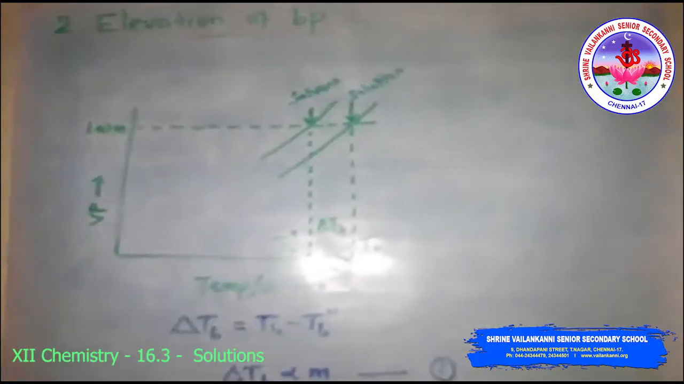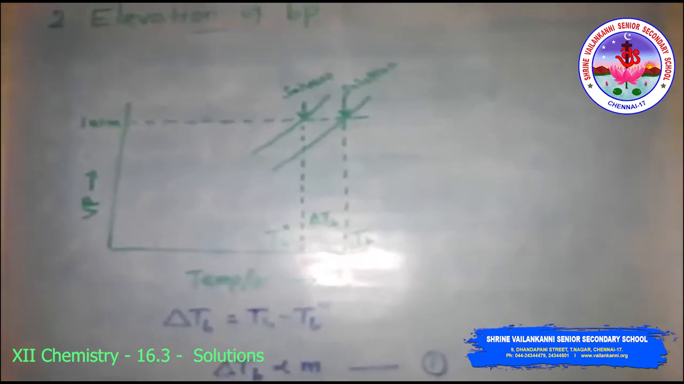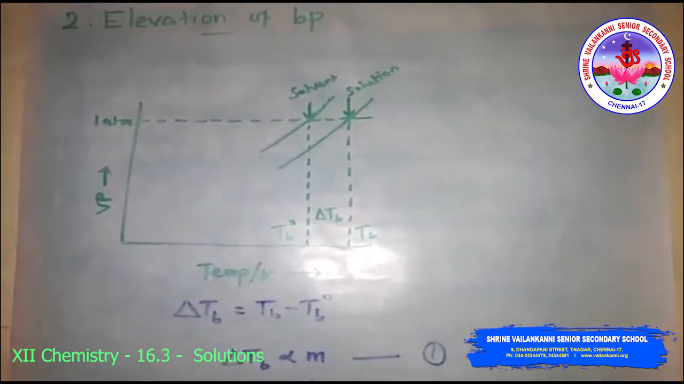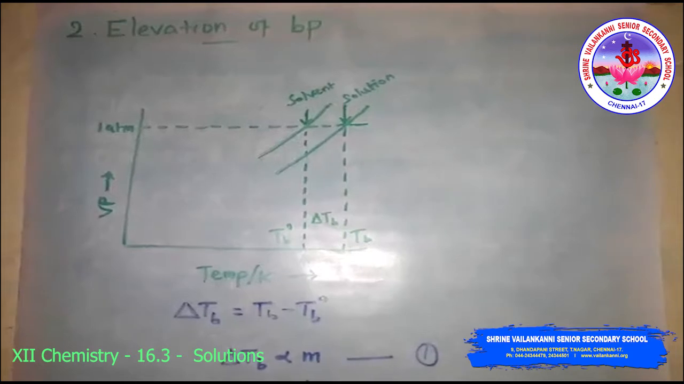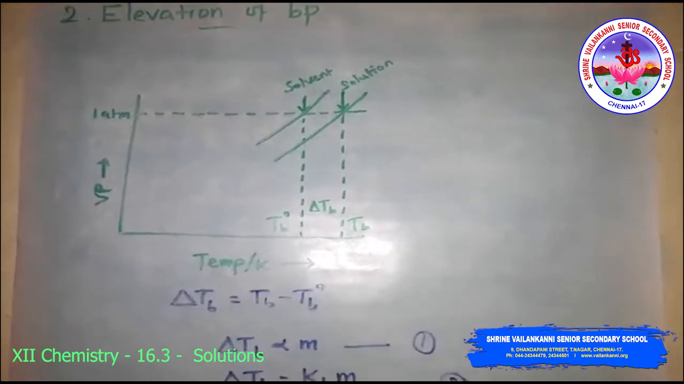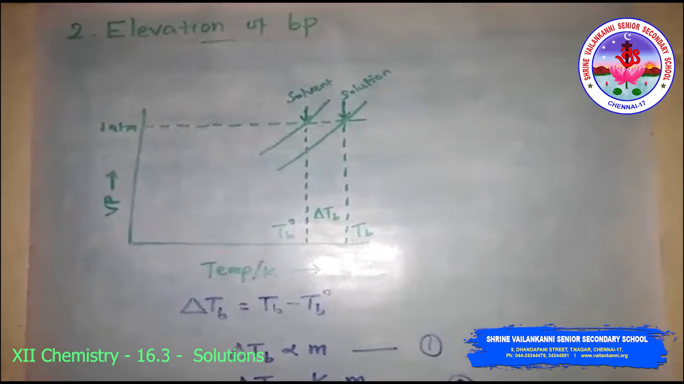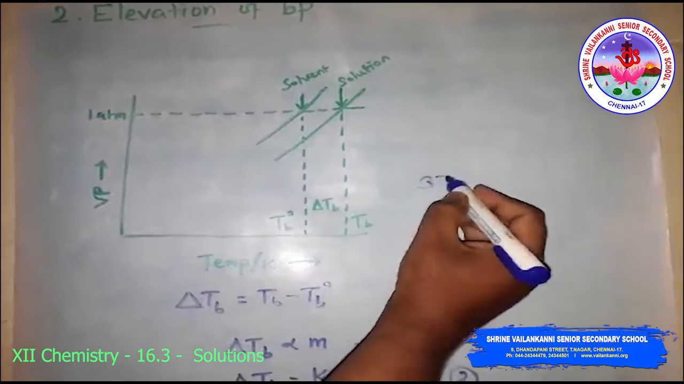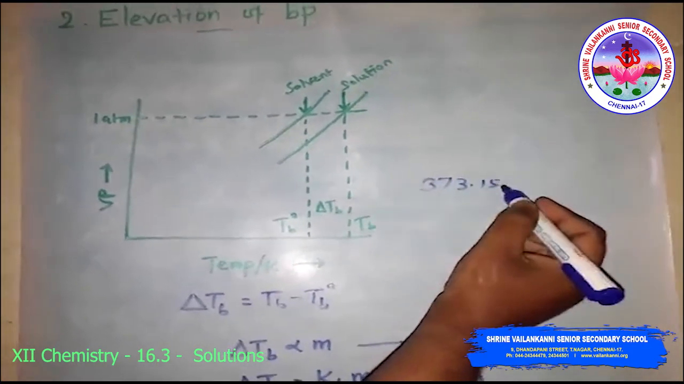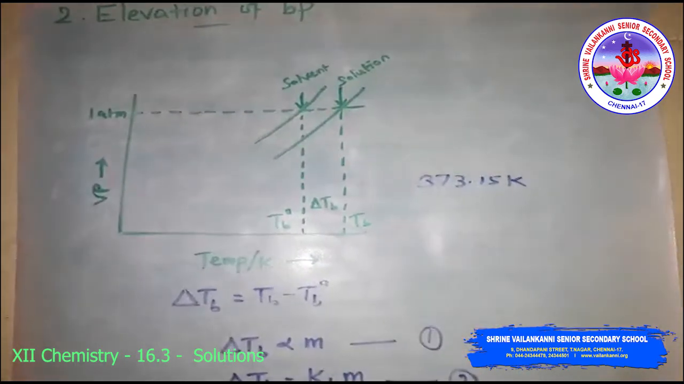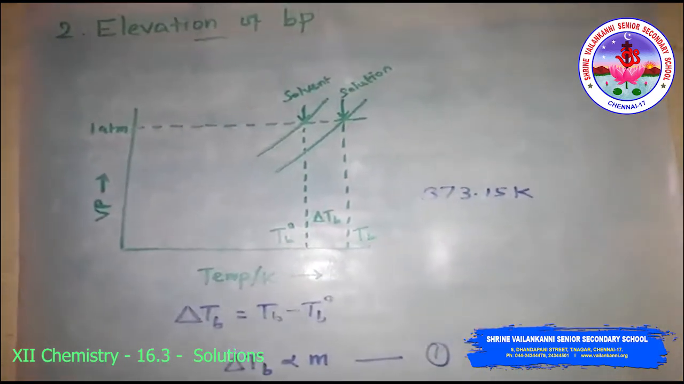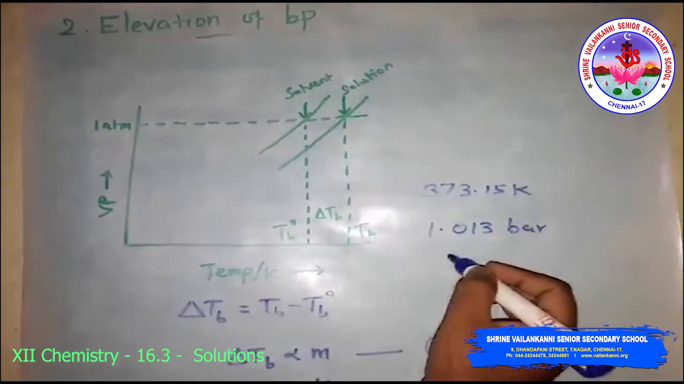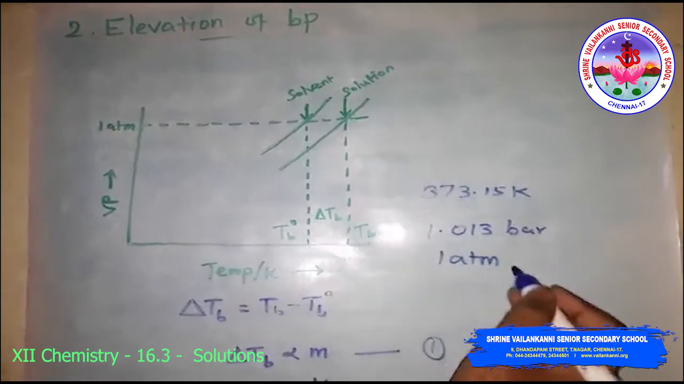Elevation of the boiling point. Already we learned in class 11, in the states of matter, that the vapor pressure of a liquid increases with increase of temperature. It boils at the temperature at which its vapor pressure is equal to the atmospheric pressure. For example, water boils at 373.15 Kelvin, that is 100 degrees Celsius, because at that temperature the vapor pressure of water is 1.013 bar, or you can write 1 atmospheric pressure.